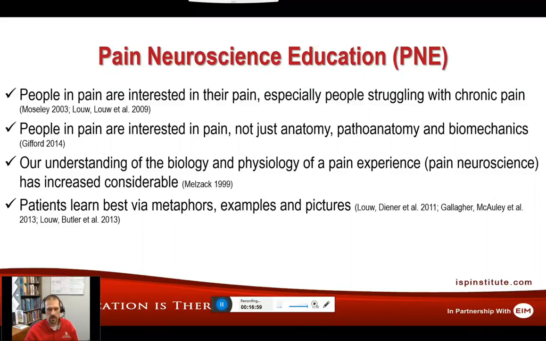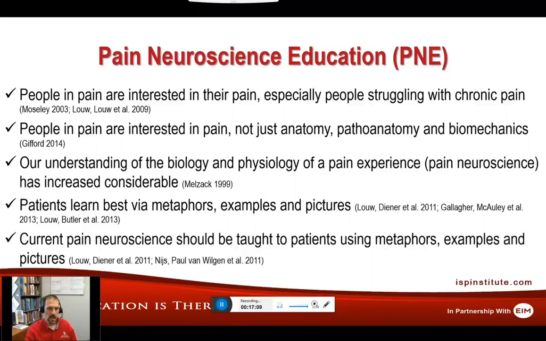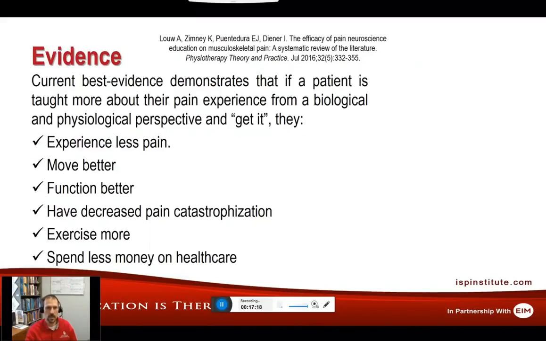We've done multiple trials where we've taught this information to patients, and we use metaphors and examples and pictures and stories. We can put it in language that's understandable to them. And again, our current pain neuroscience education should use these. When we use these stories, metaphors, and examples, we can get this information transferred to patients. So how do we know if it works? Well, that's one of the things that we did. Our group did a systematic review of the literature.